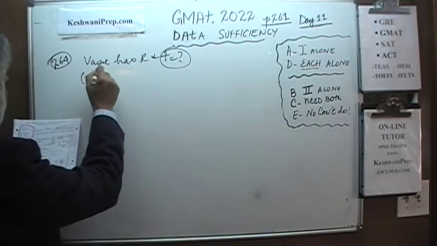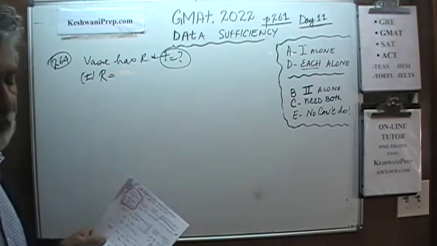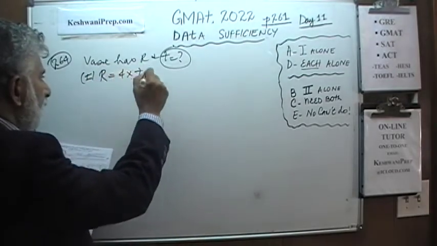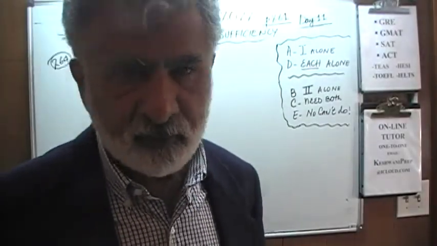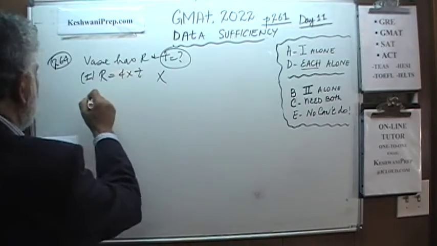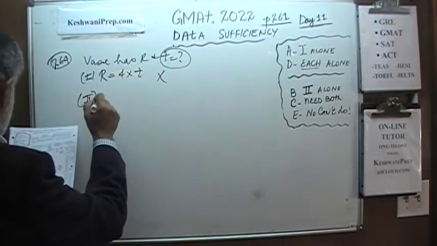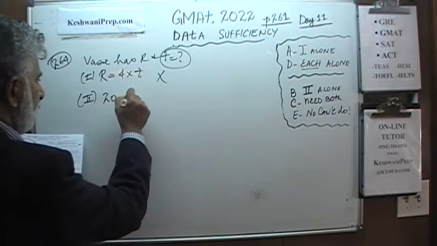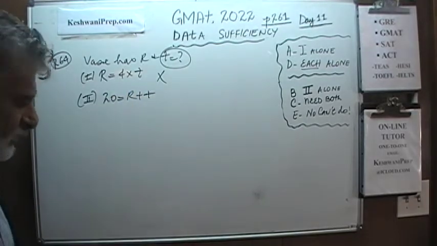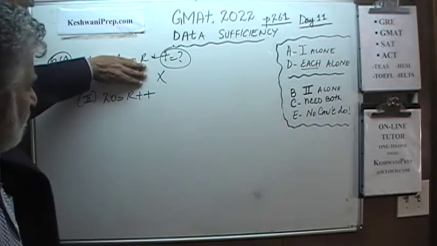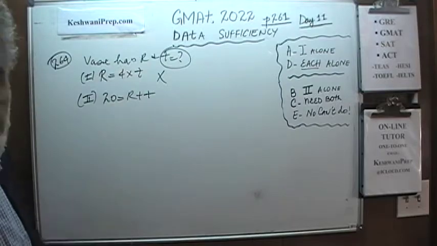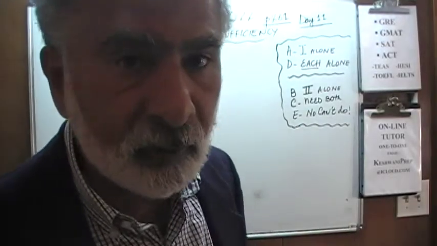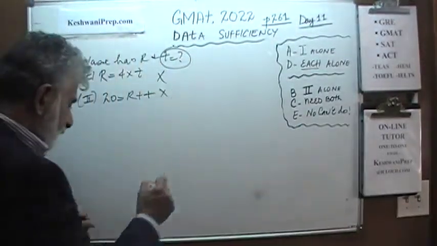The first statement tells us the number of roses that we have is 4 times the number of tulips. Simply knowing that the ratio is 1 to 4 does not tell us how many flowers there are in the vase, of course. Statement 1 by itself is no good. Statement 2 tells us that there are 20 total flowers, roses and tulips altogether. Again, remember, when you're looking at statement number 2, we cannot use any information from statement 1. So just by knowing that there are 20 flowers in the vase does not enable us to figure out the number of tulips. Second statement by itself is not good.